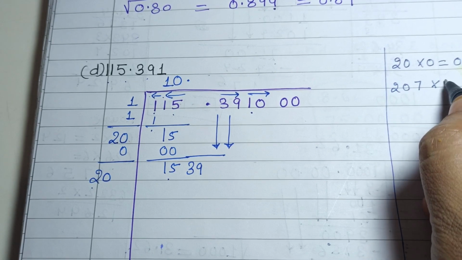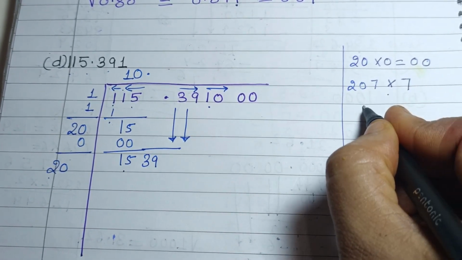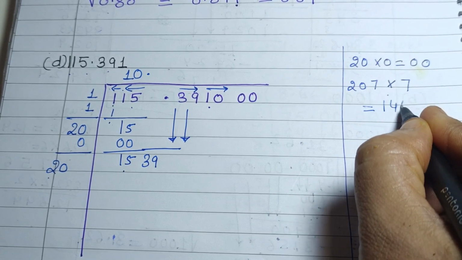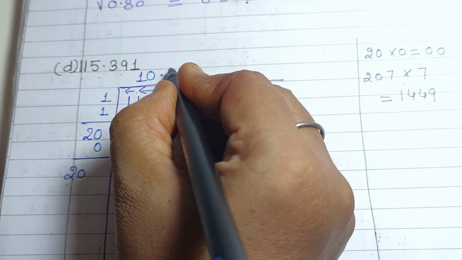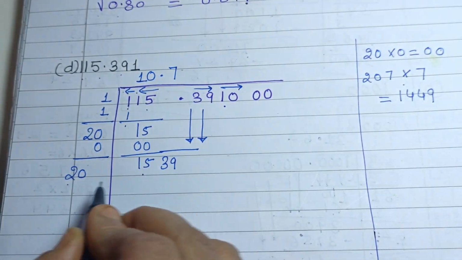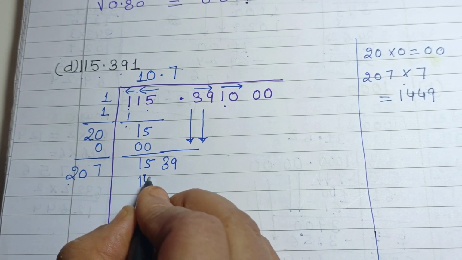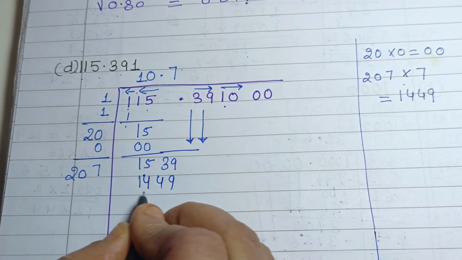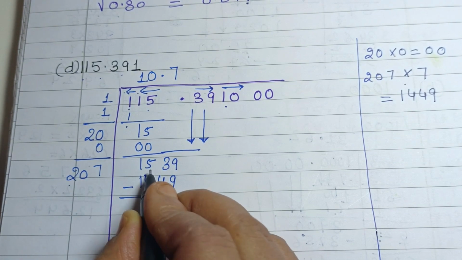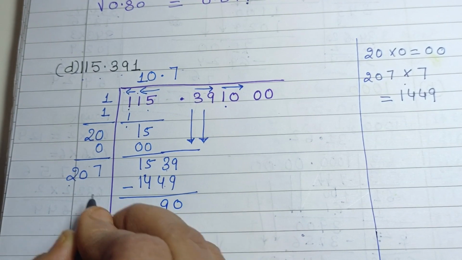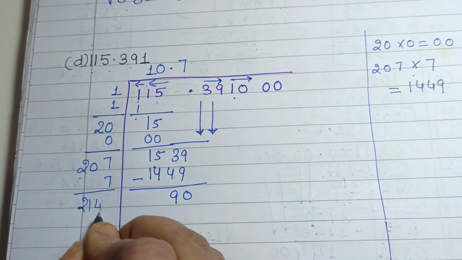So what are we going to get? 207, and 207 will be multiplied by 7. It will come 1449. Yes, it is coming nearby. So 7 will come in the quotient, 7 will come in the divisor, and here in the dividend it will come 1449. Subtracted, it will come 0, and here it will come 9. 7 will be added in the divisor section, it will come 214.